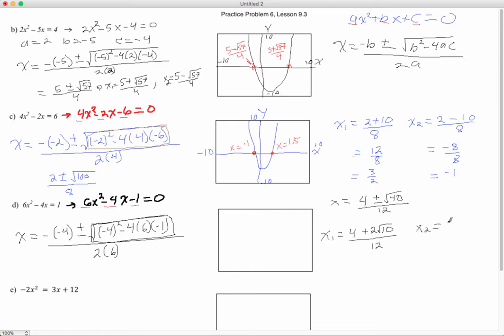x2 is going to be equal to 4 minus 2 square roots of 10 divided by 12. All right, well, let's grab one of those and come back over to our side here for a moment to show you how we can simplify those a little bit.